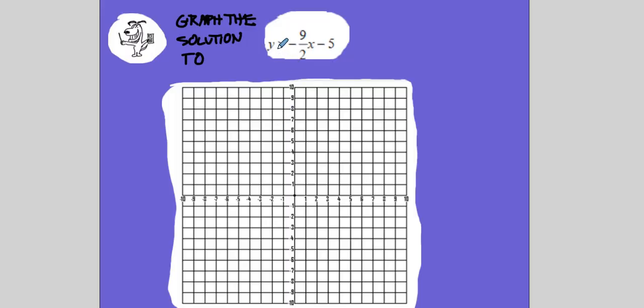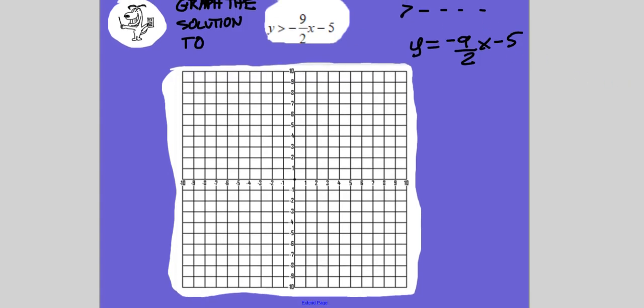So in this first example, I am going to graph the solution to y greater than negative 9 halves x minus 5. Now that's a greater than sign, so we're going to use a dashed line here. The first thing I want to do is take out that inequality sign for a moment and write what I call the boundary equation. So replace the inequality sign with the equal sign. Now I'm going to graph this line that will be dashed.